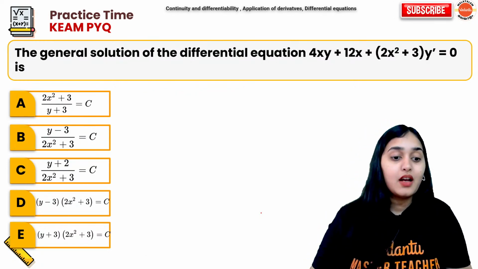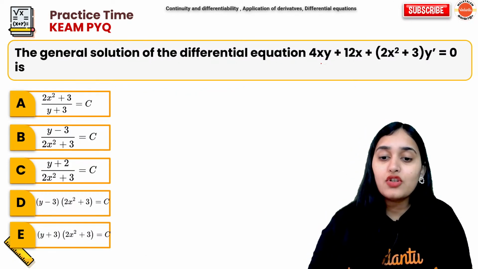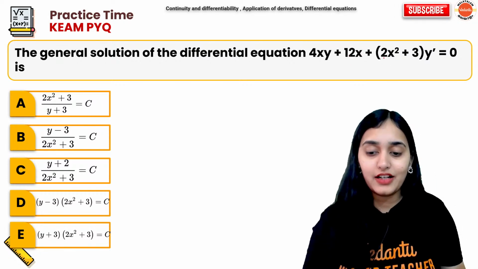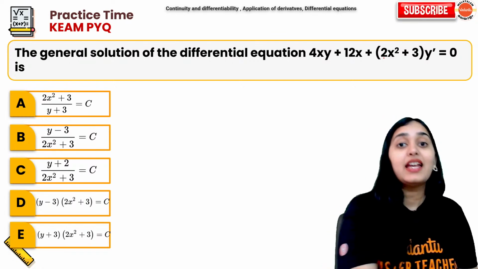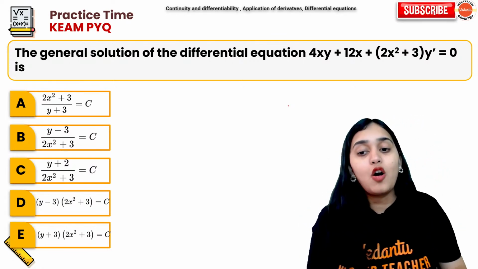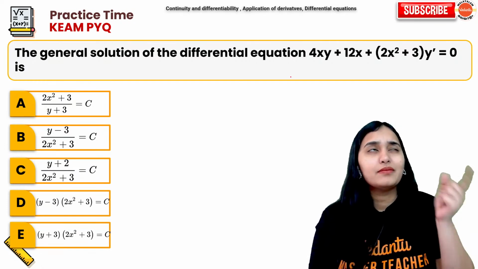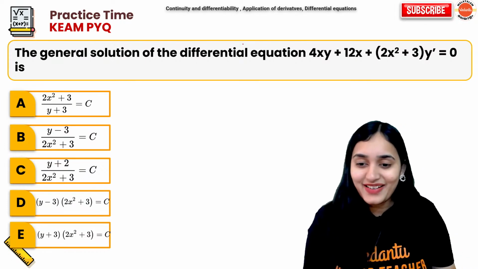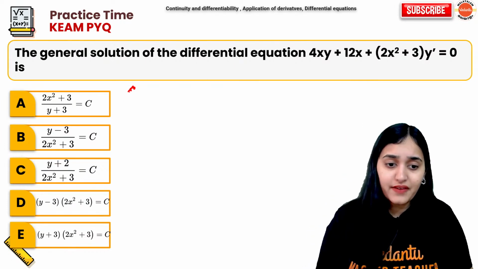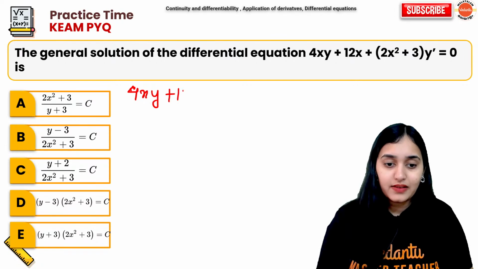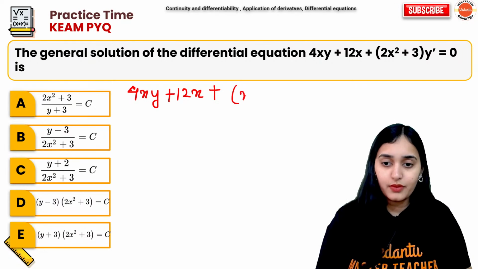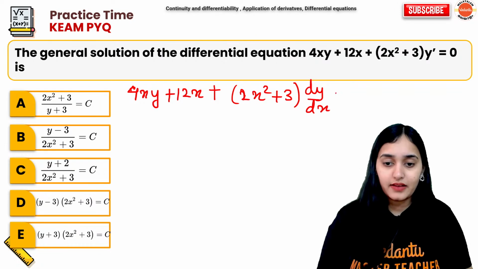Okay, awesome. Next question, the general solution of this differential equation is dash. Let's look at the differential equation. Let's see if we can separate the variables or not. If we cannot separate the variables, then we will use homogeneous or linear differential equation. Now first it is given 4xy plus 12x plus 2x square plus 3 dy by dx is equal to 0.